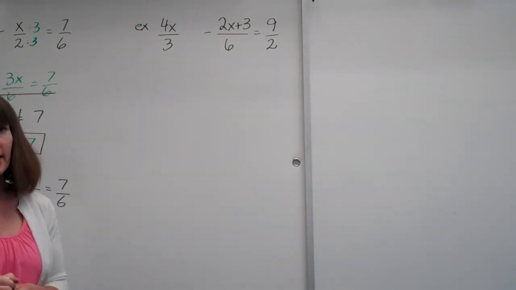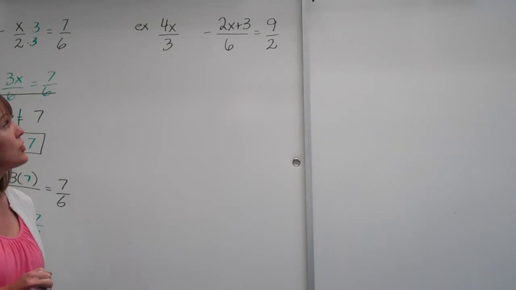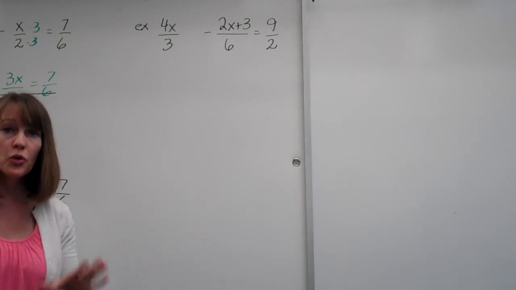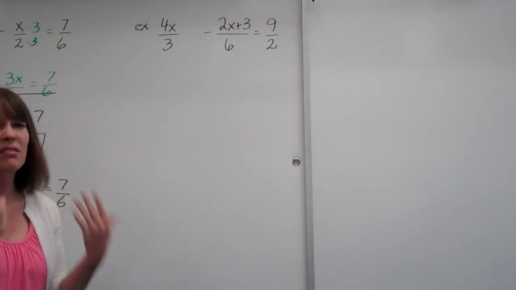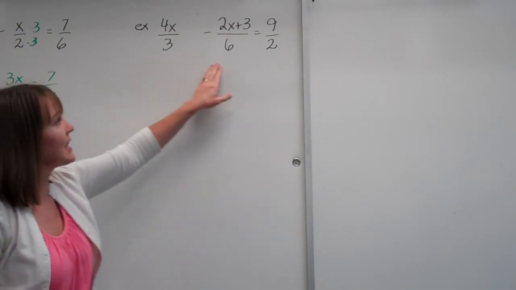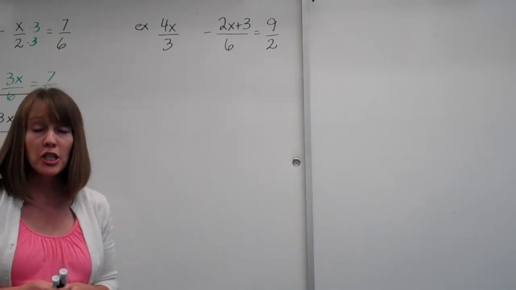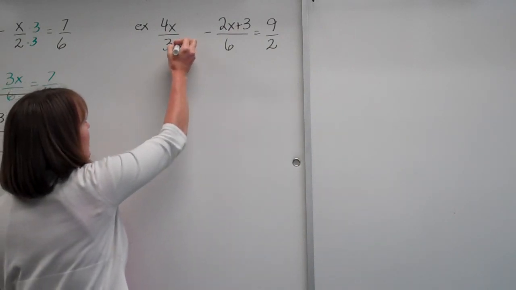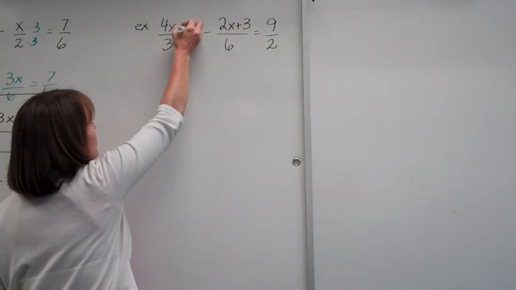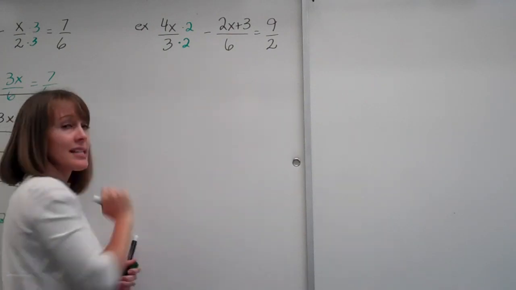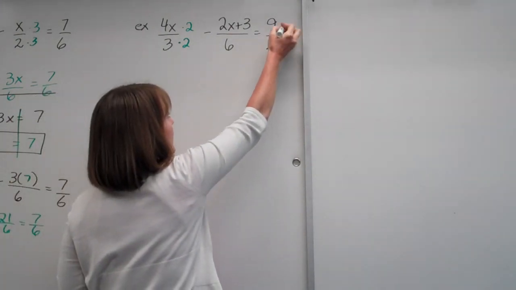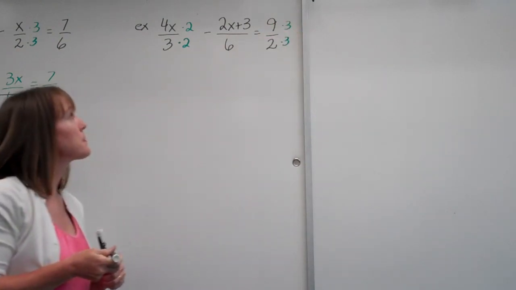So we have 4x over 3 minus 2x plus 3 over 6 is equal to 9 over 2. All right, so we're looking first to see, do we have common denominators? No, we do not. And again, we can see that my common denominator by multiplying is going to be 6. So I'm going to have to multiply here, top and bottom, by 2. This already says 6, we don't need to do anything. And multiply top and bottom here by 3.